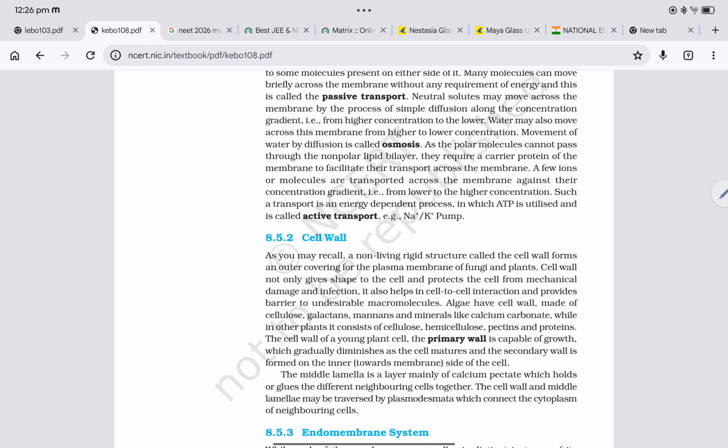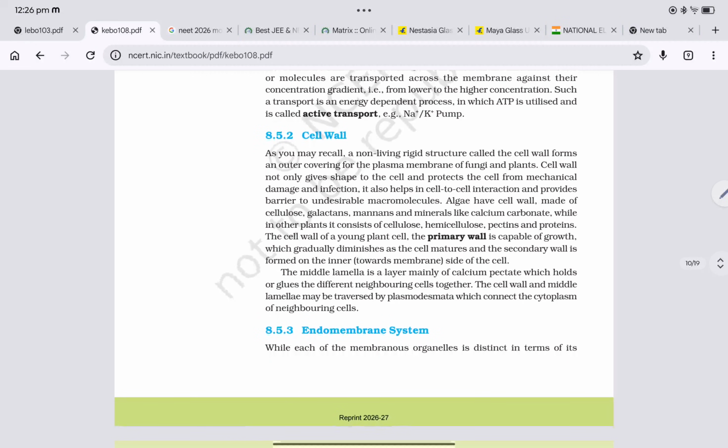As polar molecules cannot pass through the non-polar lipid bilayer, they require a carrier protein of the membrane to facilitate their transport across the membrane. A few ions or molecules are transported across the membrane against their concentration gradient, that is, from lower to higher concentration. Such a transport is an energy-dependent process in which ATP is utilized and is called active transport. Example: Na+/K+ pump.